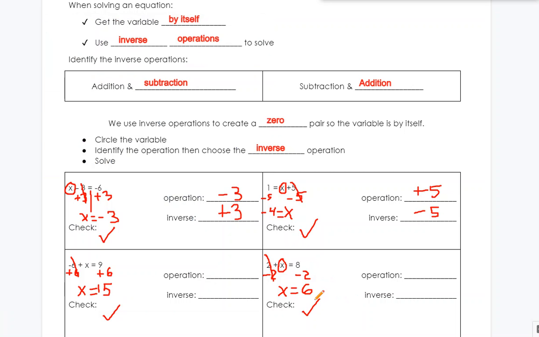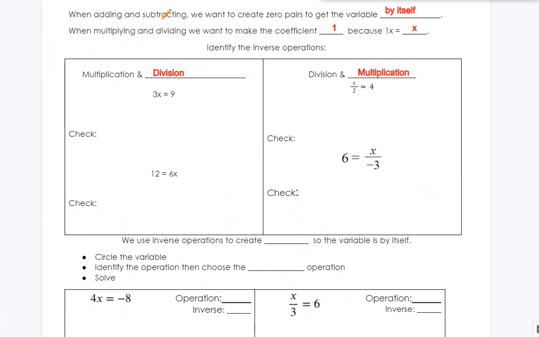Okay, so you're always looking to do the opposite of what's happening to the x. You're doing the inverse operation. Okay, so when adding and subtracting, we want to create 0 pairs to get the variable by itself. We want to get the variable all by itself, right? But when we're multiplying and dividing, we want to make the coefficient become a 1, because 1x is the same thing as x. It equals x. When you see this in math, and we ever see an x, there's really a 1 in front of that, and we talked a lot about that when we were combining like terms.